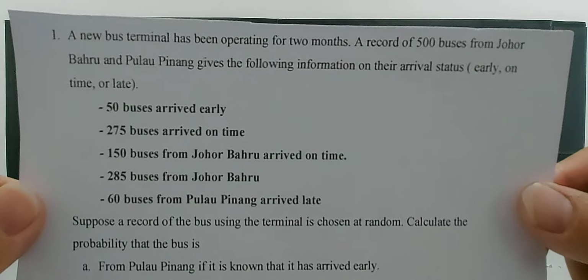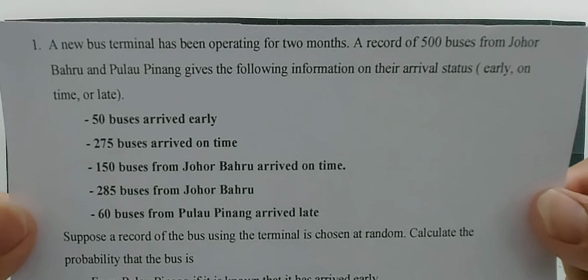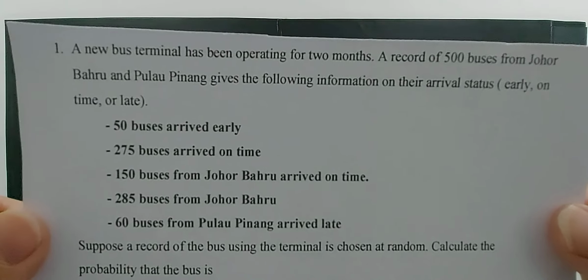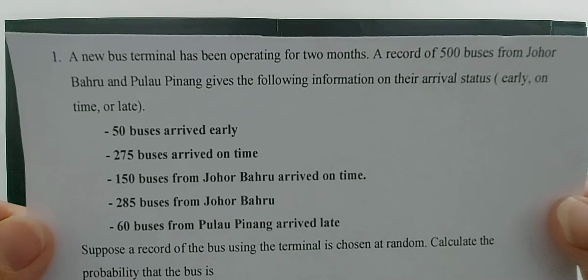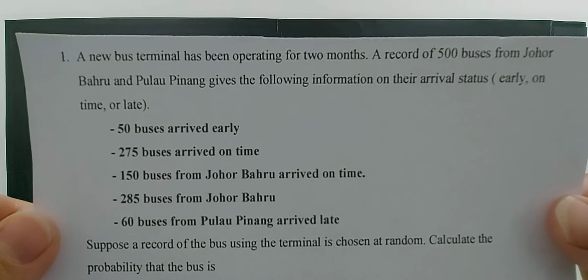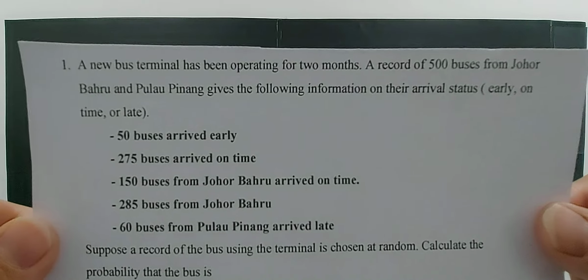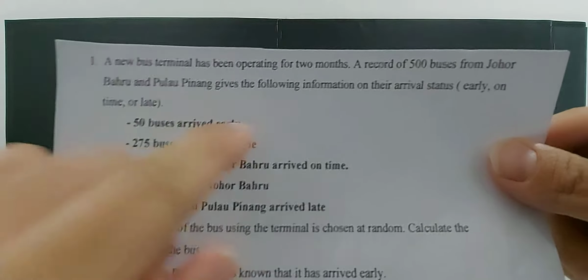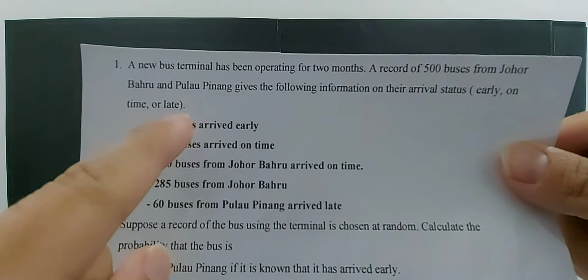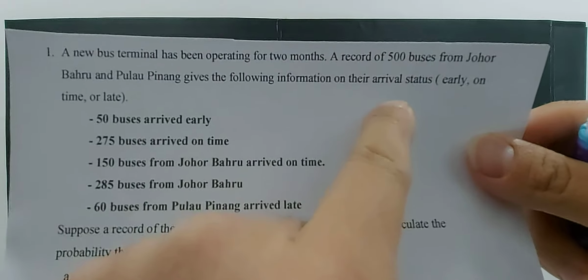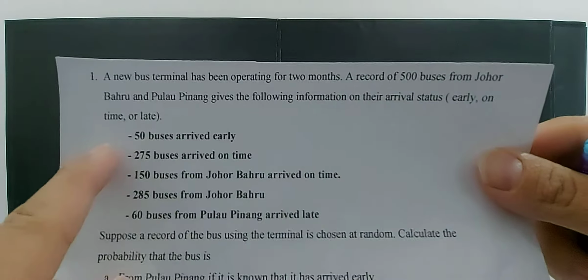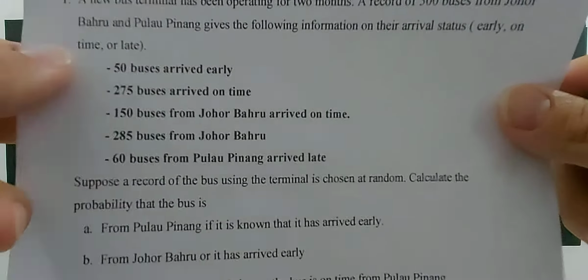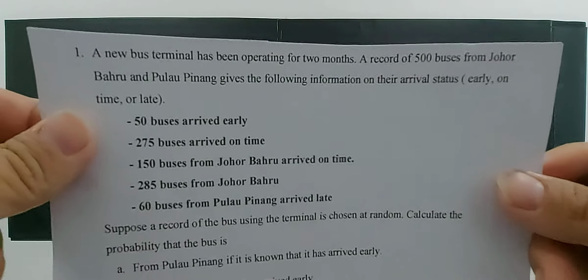A new bus terminal has been operating for 2 months. A record of 500 buses from Johor Bahru and Pulau Penang give the following information on their arrival status. So the status here can be early, on time or late, right? So there are two variables here, Johor Bahru and Pulau Penang, and the three other variables early, on time or late. For this question, it's best for us to use the table of outcome, or contingency table. Let's see how we're going to solve this problem.